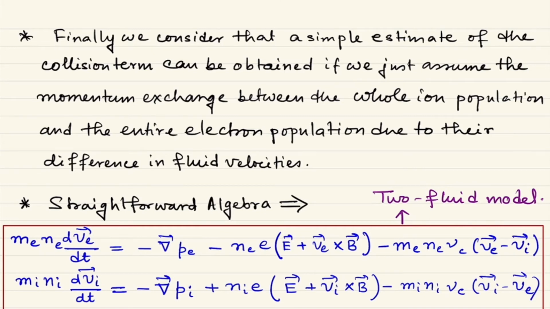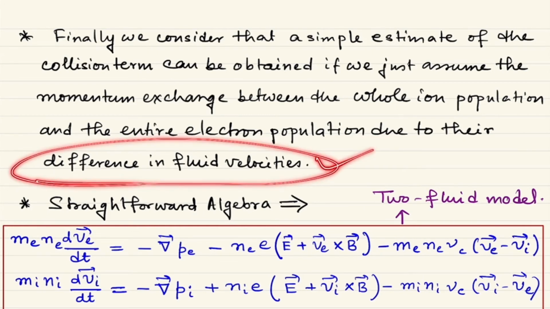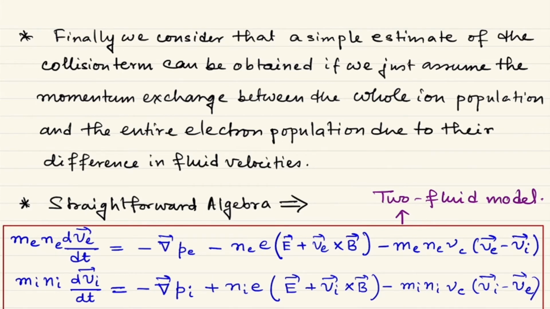What we consider is a very simplistic picture of the collision. We say that we are more interested in the global effect of the collision. At least the level of collision effect where we are interested is just the momentum exchange between the whole ion population and the whole electron population due to their difference in the bulk velocities or the fluid velocities. So for every charged species, you can actually derive a macroscopic velocity or fluid velocity. And if you can do that, there will be a discrepancy in the fluid velocities of the electron population and the ion population.